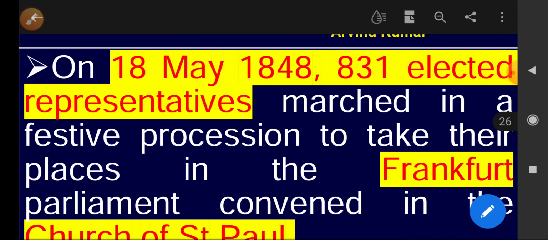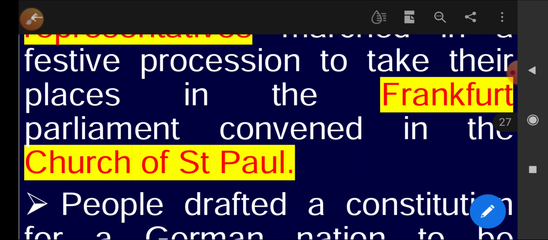What was this Parliament? You can see on the screen that on 18th of May 1848, 831 elected representatives assembled and gathered in Frankfurt Parliament in one of the churches, St. Paul. It was a combined effort of Prussia and other states to unite German nations.